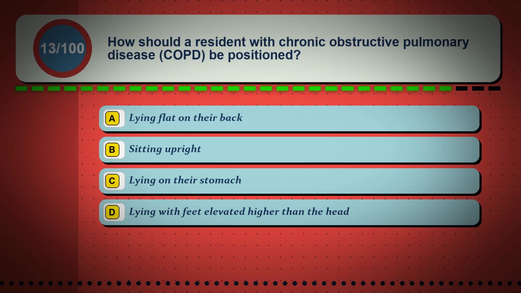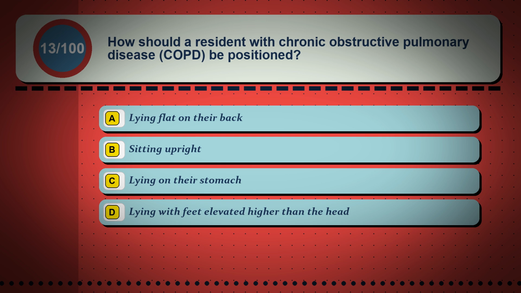Question 13. How should a resident with chronic obstructive pulmonary disease, COPD, be positioned? Option A. Lying flat on their back. Option B. Sitting upright. Option C. Lying on their stomach. Option D. Lying with feet elevated higher than the head.